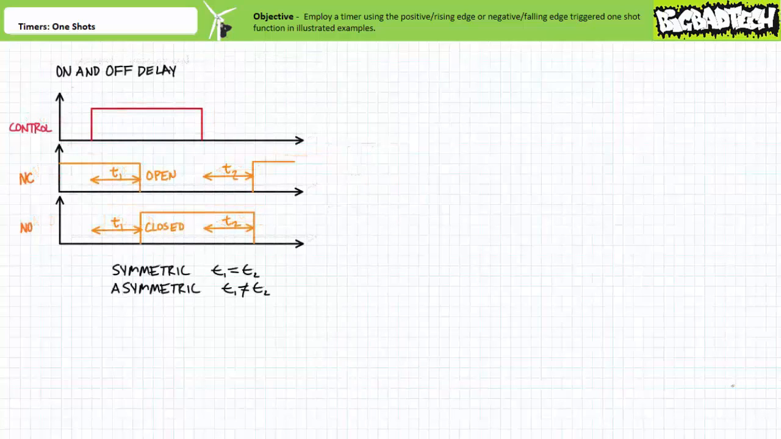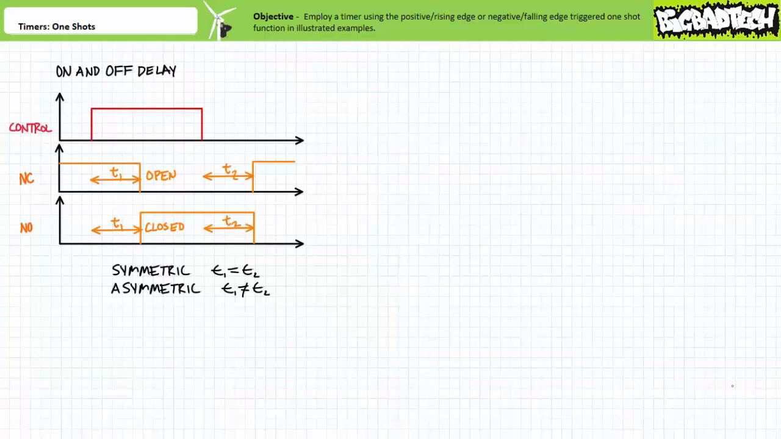Compare this behavior to a timer executing the on and off delay function. A timing diagram of a timer executing the on and off delay function would look like this. An on and off delay, as the name implies, executes a combination of the on delay and off delay function. When the controlling input is energized at this instant here, the associated contacts do not immediately switch to their opposite state. The normally closed contact remains closed, and the normally open contact remains open. Only after the predetermined delay period T1 has elapsed do the contacts change states here. The normally closed contact opens, and the normally open contact closes. This is the on-delay portion of the on and off delay function.